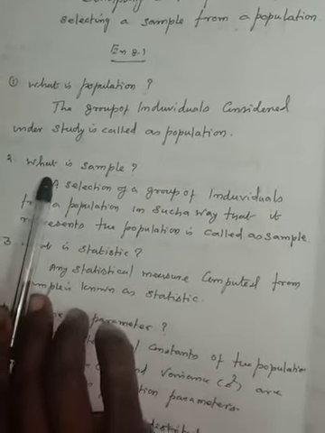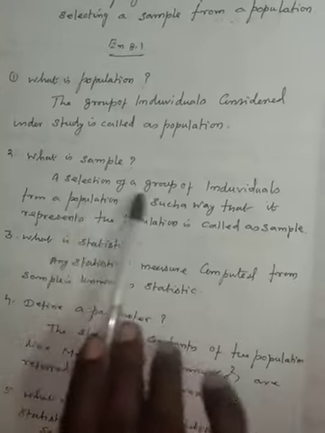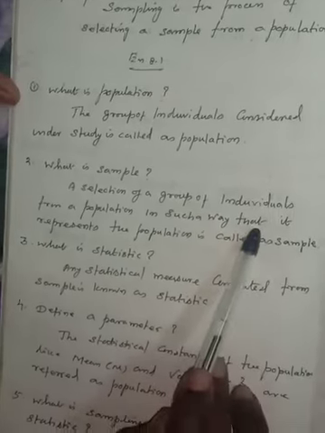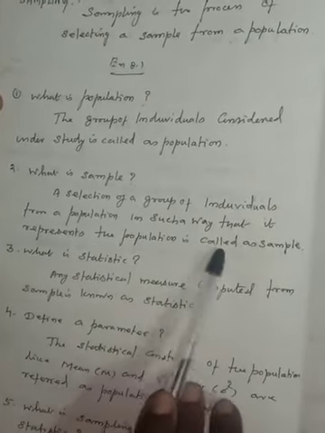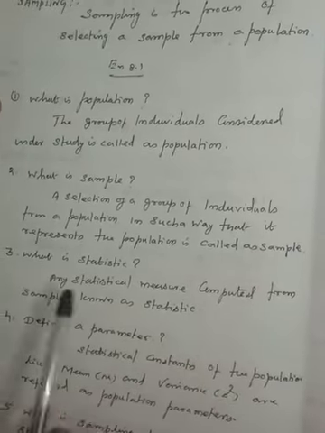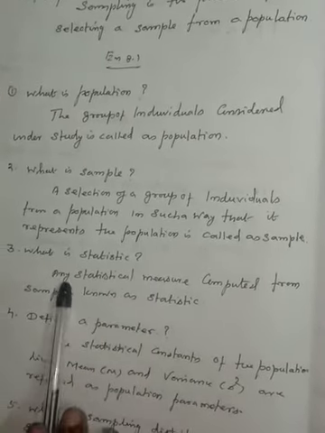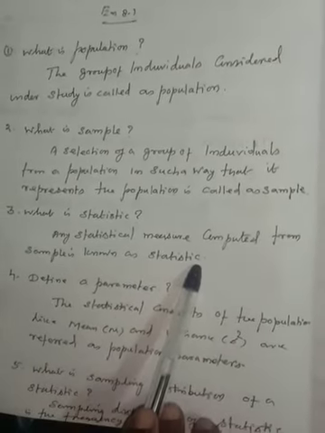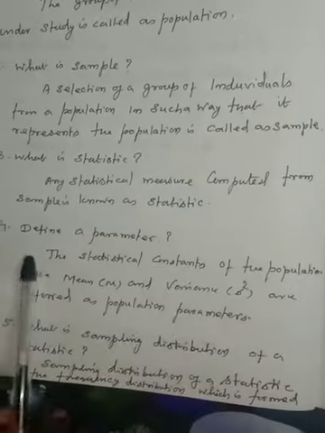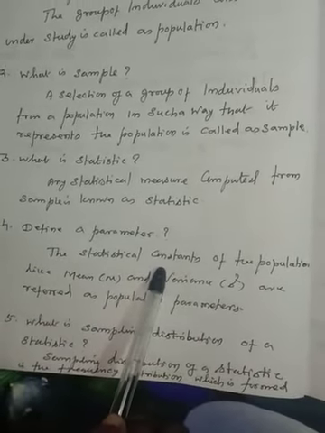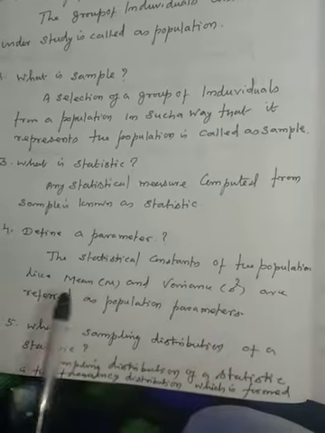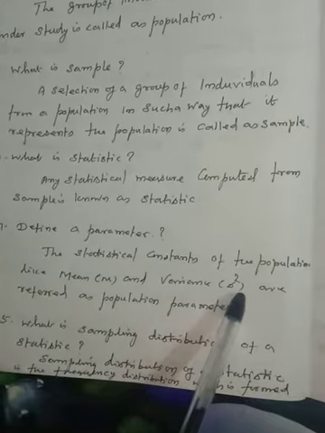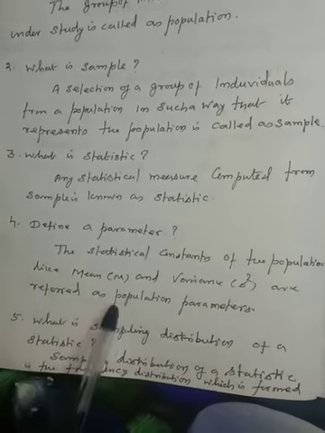Number 2, what is sample? A selection of a group of individuals from a population in such a way that it represents the population is called a sample. What is statistic? Any statistical measure computed from a sample is known as a statistic. Define a parameter. The statistical constants of a population like mean mu and variance sigma square are referred to as population parameters.